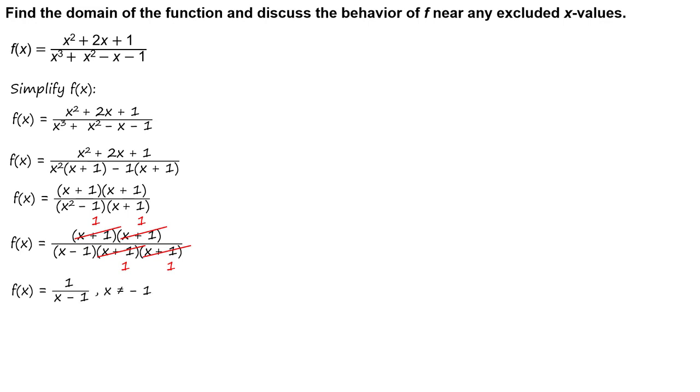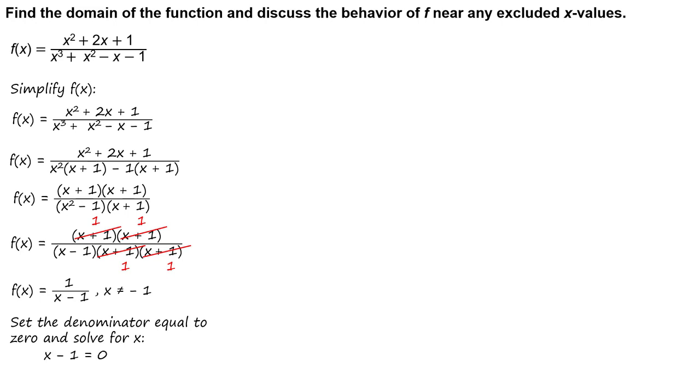So f of x is equal to 1 divided by the quantity x minus 1, where x is unequal to -1. Now remember that any x value that makes the denominator equal to 0 is not included in the domain. So set the denominator equal to 0 and solve for x.